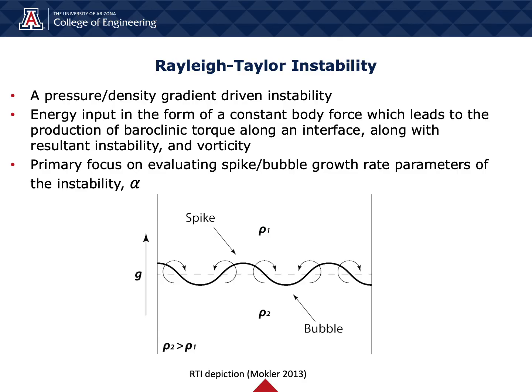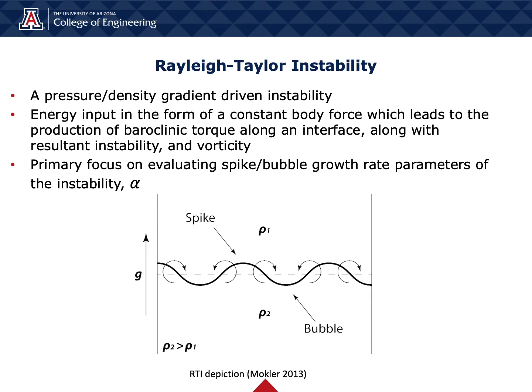The Rayleigh-Taylor instability is a pressure and density gradient-driven instability. In the experiment, two fluids of differing densities are stratified with the denser fluid sitting below the less dense fluid. The fluids are accelerated downwards, imparting a net upwards constant body force, depositing energy into the fluid interface. This leads to production of baroclinic torque along the interface, along with vorticity production and a resultant instability.